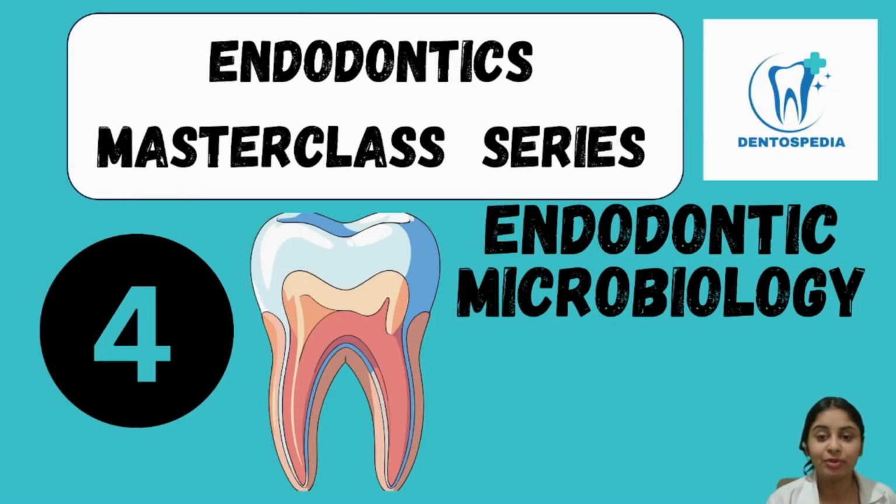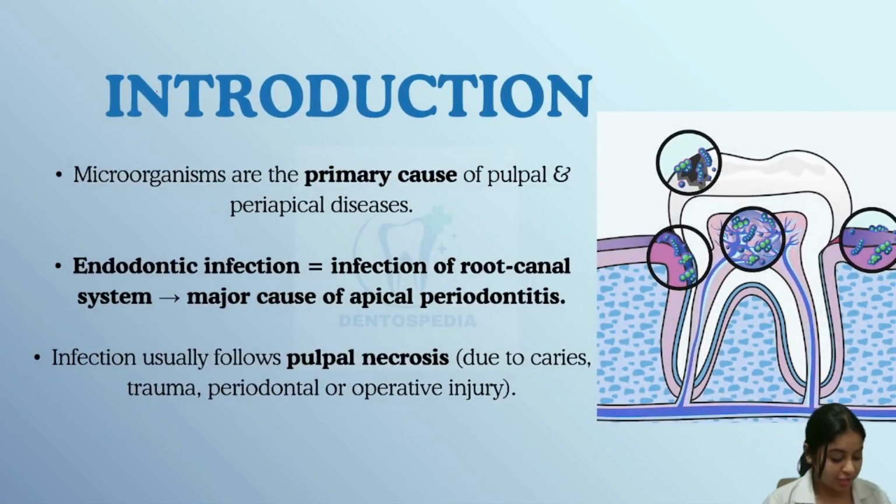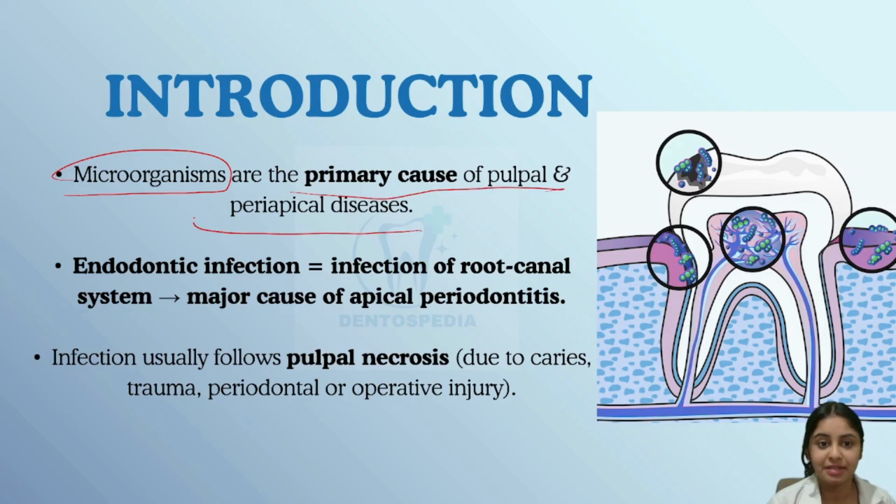Today I am going to give you a short lecture on endodontic microbiology. So let us see the chapter. Coming to the introduction, microorganisms are the primary cause of pulpal and periapical disease. This chapter explains how microorganisms cause pulpal and periapical diseases. It is important clinically as well as theoretically.